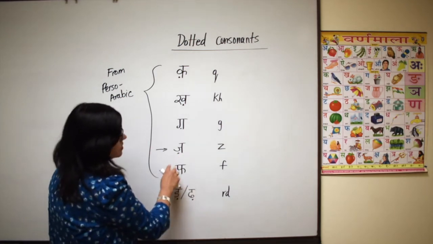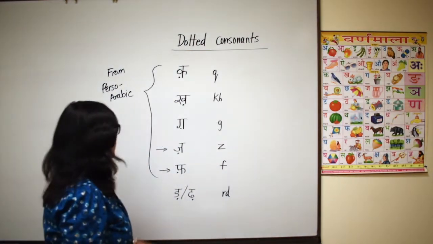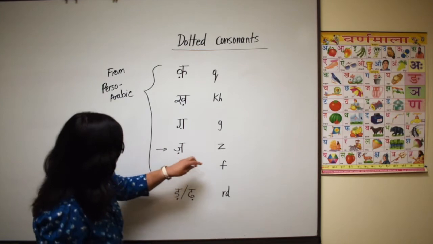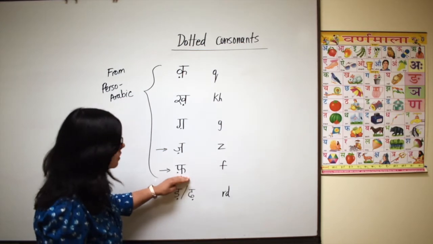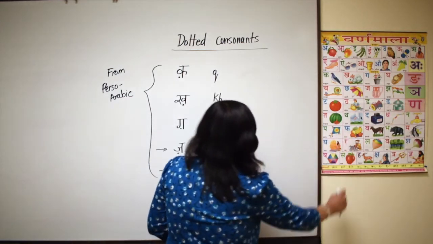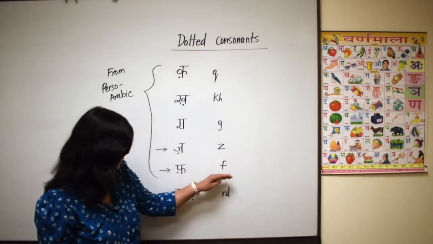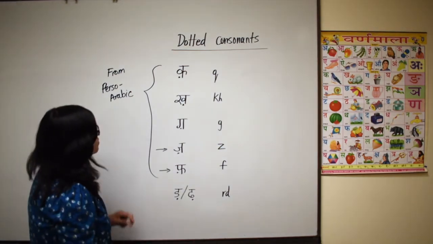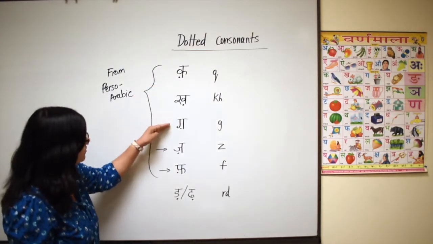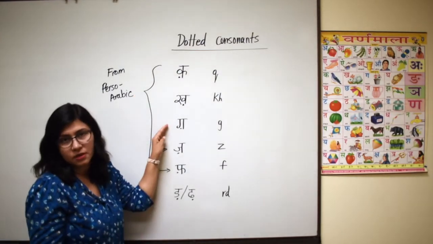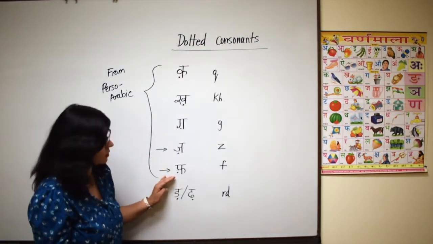Instead of a j, right here, if we put a dot underneath, it transforms into a Z. And this one was a PH, P. When we put a dot underneath, it sounds more like a soft F. To be honest, in Hindi reading and writing, it's good to be aware of these three sounds, but they typically get ignored by native Hindi speakers. These two are more pronounced.